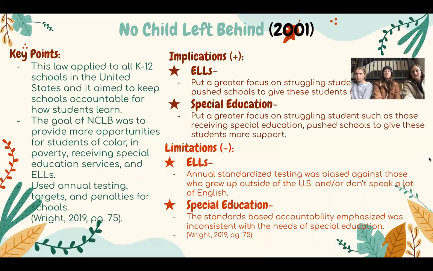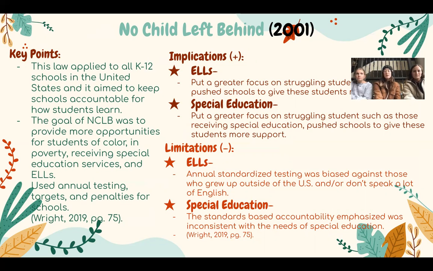Okay, so the No Child Left Behind Act of 2001 was applied to all kindergarten through 12th graders in public schools in the United States. And basically the goal was to keep all schools accountable for how their students learn. And the goal was to provide more opportunities for four groups: students of color, students in poverty, students receiving special education services, and English language learners.